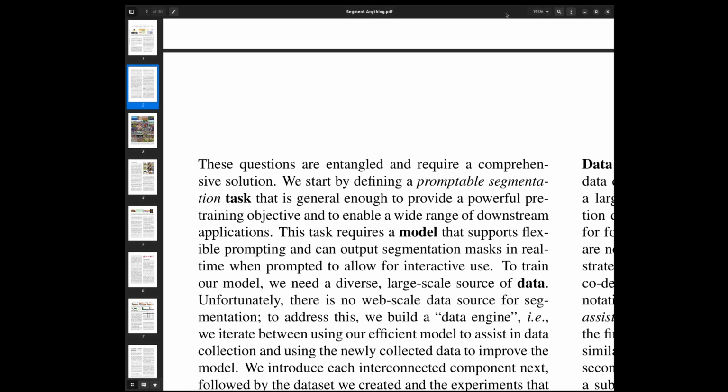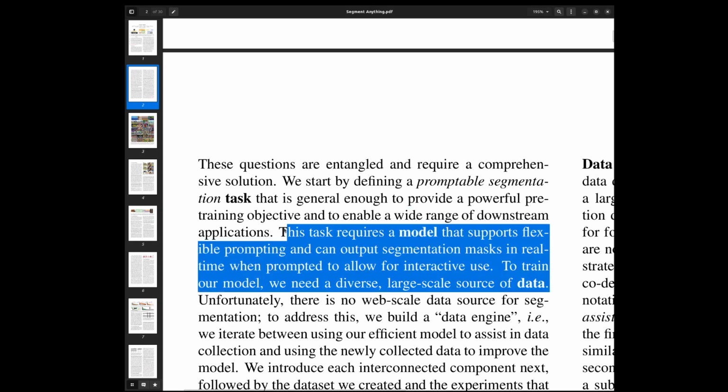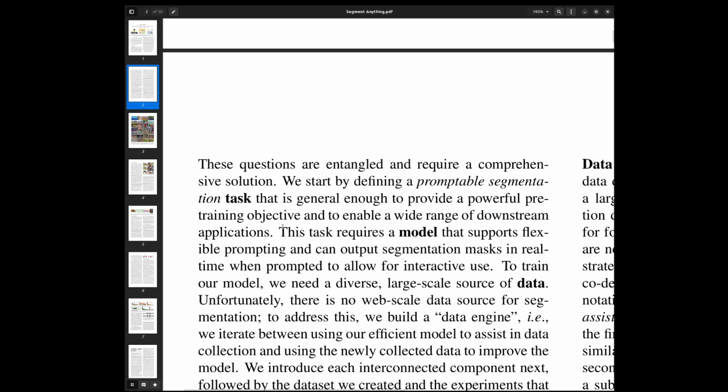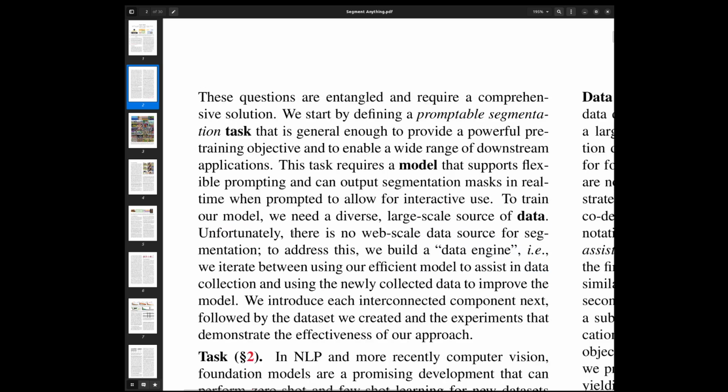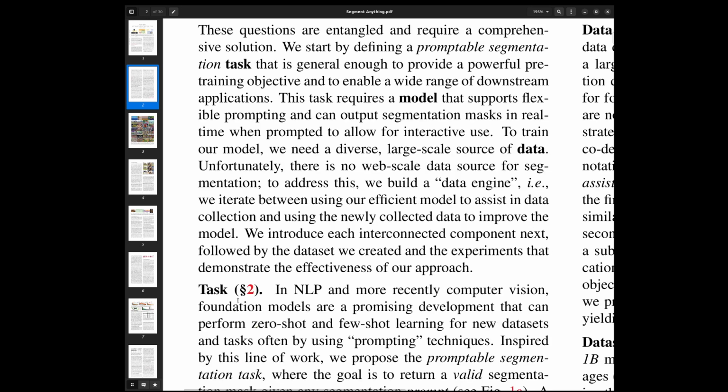So the catch here, we need data and we need a good objective to train the model on the data. Unfortunately, there is no web scale data source for segmentation. To address this, we build a data engine. Here we iterate between using our efficient model to assist in data collection and using the newly collected data to improve the model. We introduce each interconnected component next, followed by the dataset we created and the experiments that demonstrate the effectiveness of this approach.